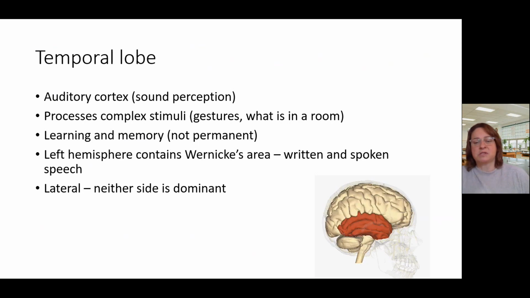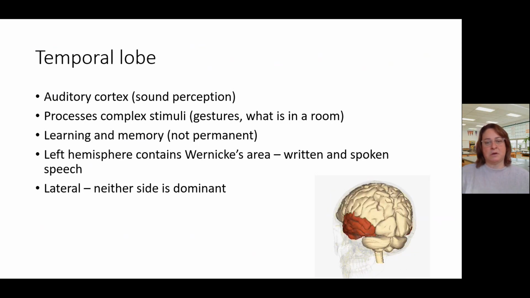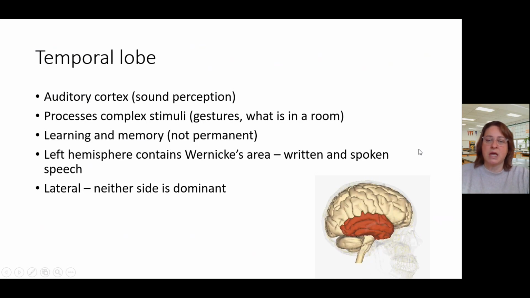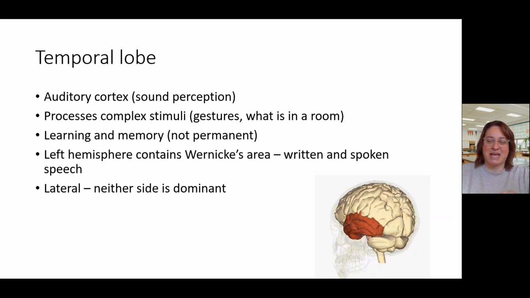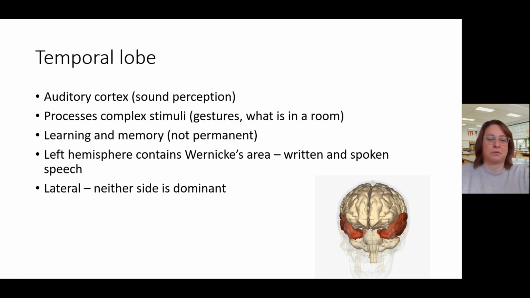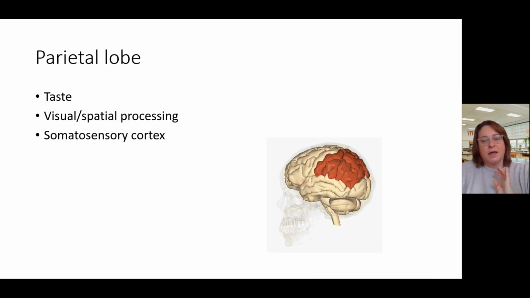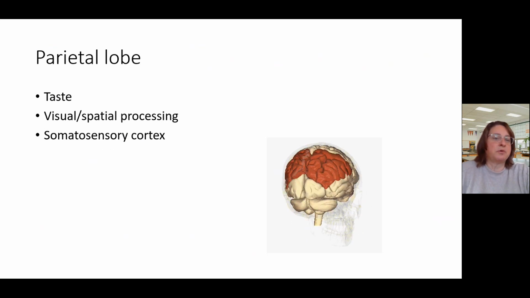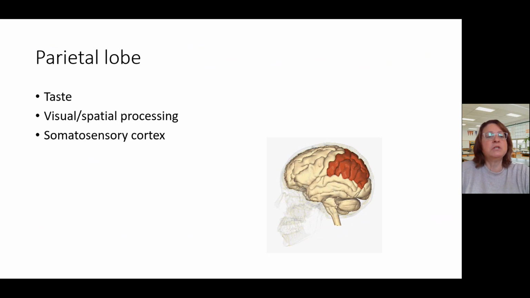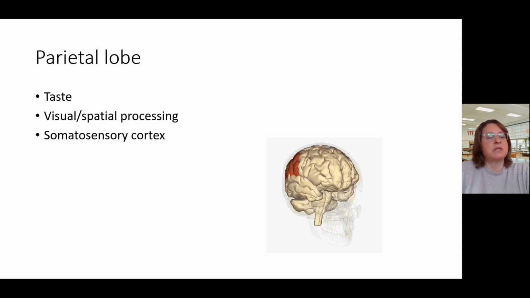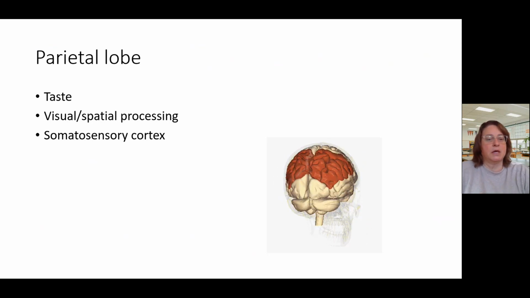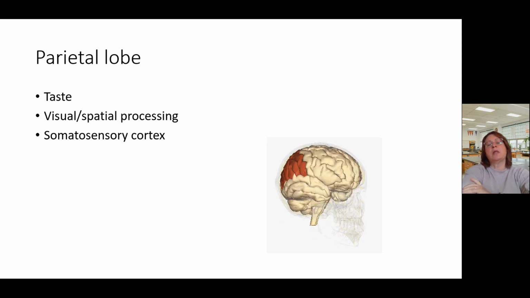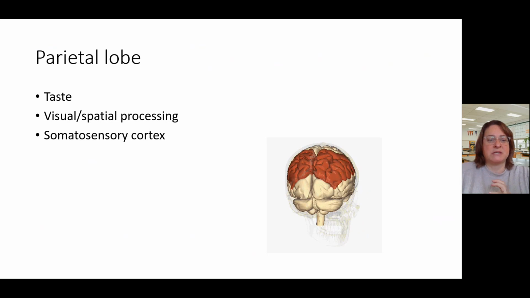Generally, they're on both sides of your head, and neither side is dominant except for those speech areas, which have specific roles in speech interpretation and word forming, the word salad thing. We'll get to that later on as well. Third area of your cranium is your parietal lobe, which is where you make sense of what your taste buds receive, the interpretation of that taste, visual and 3D processing.